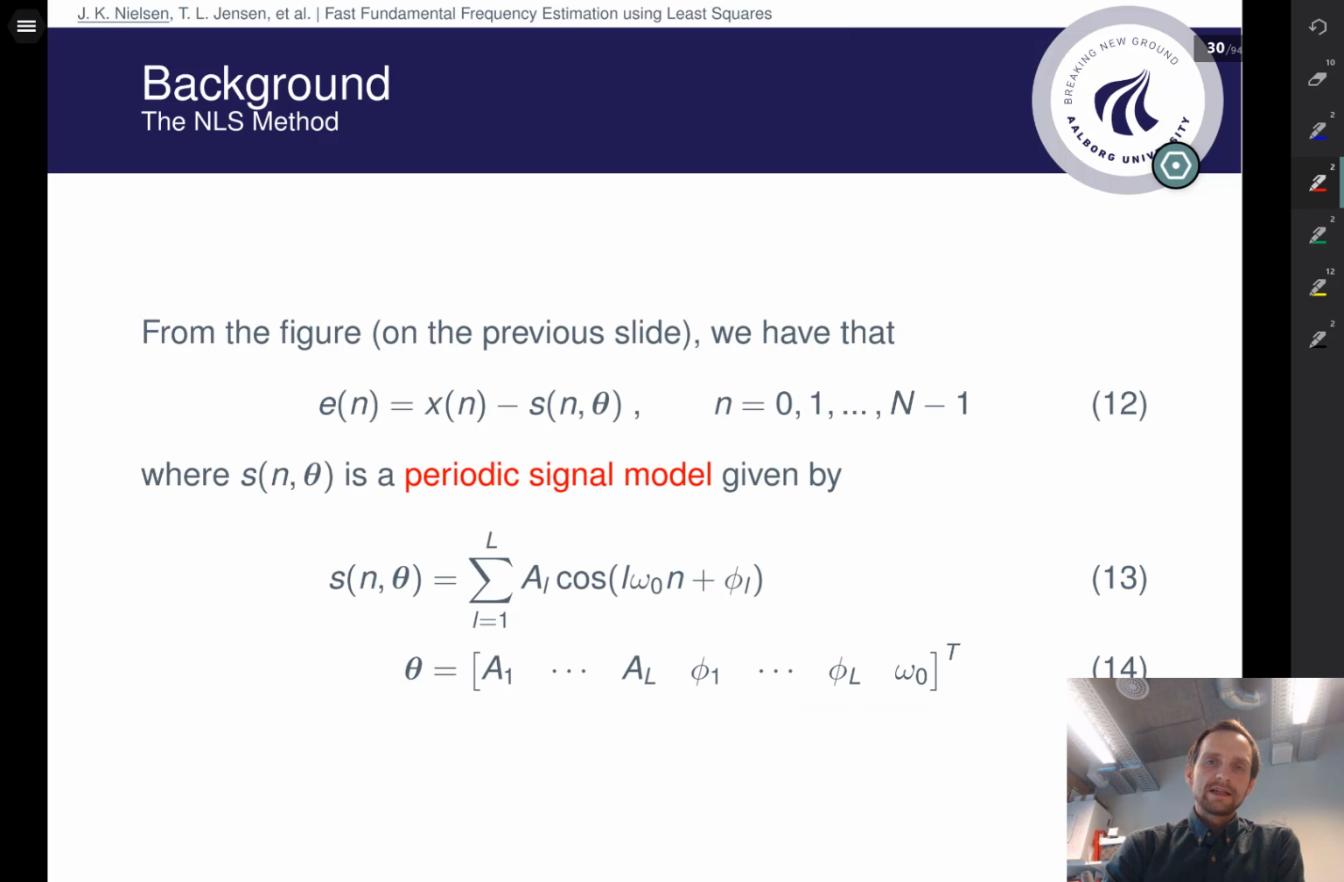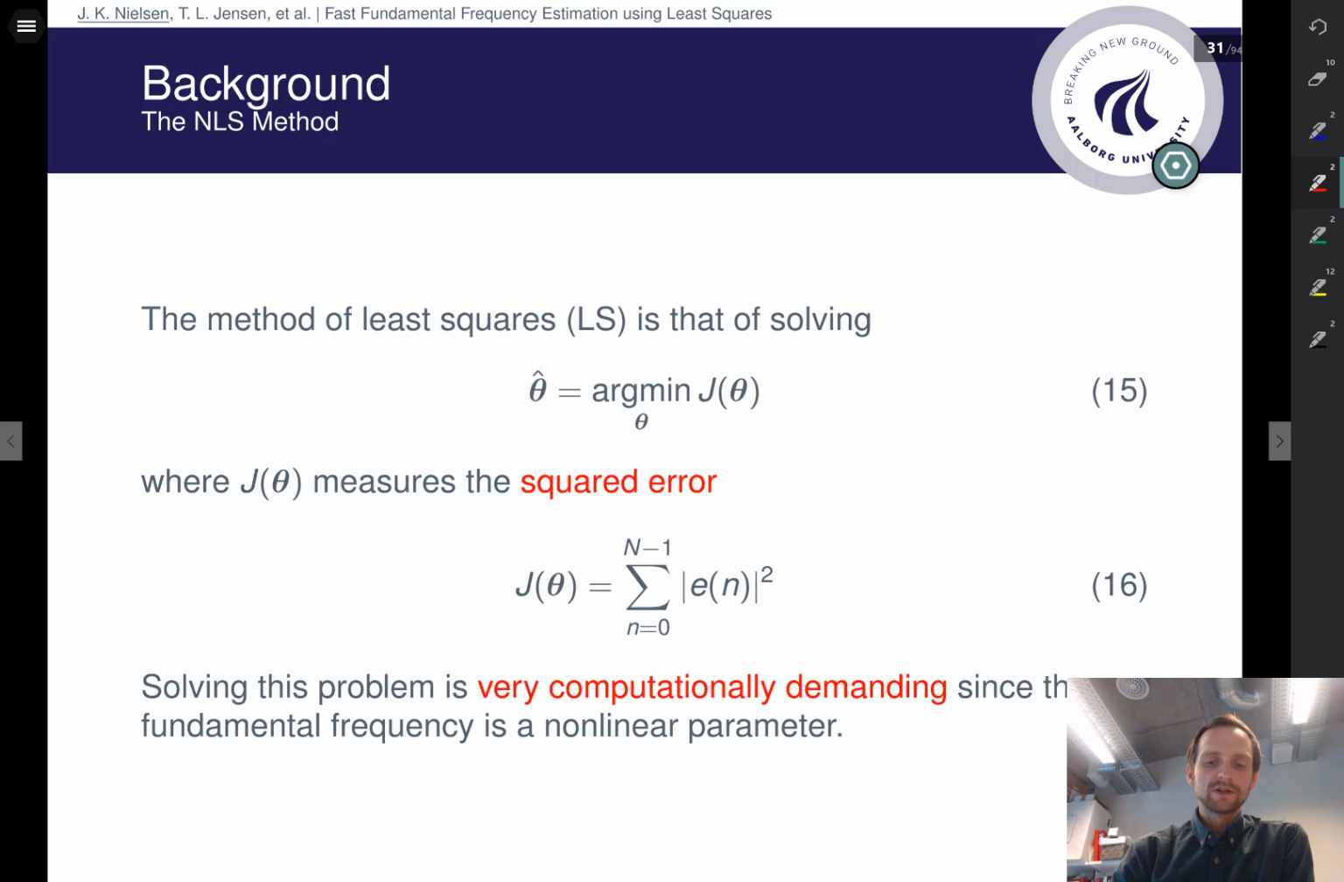So in this case, for the periodic signal, we have the least squares error, which is the difference between our periodic signal, the one we observed, and our mathematical model for our periodic signal. The mathematical model is stated in equation 13, and the model parameters are stated in equation 14. The way we then find the fundamental frequency or the other parameters is that we try out different values until we find a theta that will minimize the squared error. So that's the principle of least squares.